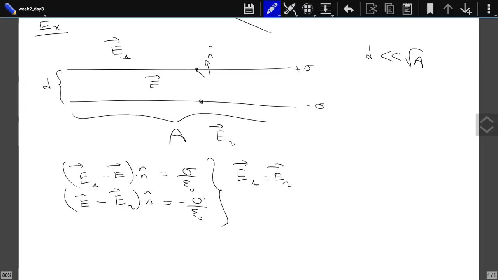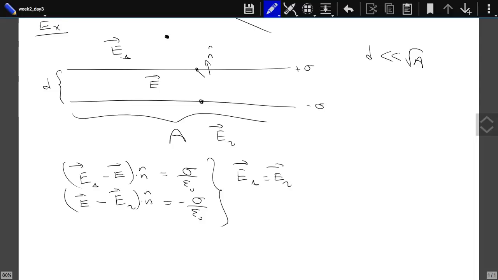Well, the problem is kind of symmetric. The electric field created by the plus sigma plate only, and the electric field created by the minus sigma plate, they should be the same. They should have the same pattern, shifted by that difference d. The only difference is that the electric field should be pointing in opposite directions. So they should be creating the same electric field at this point, but pointing in opposite directions.